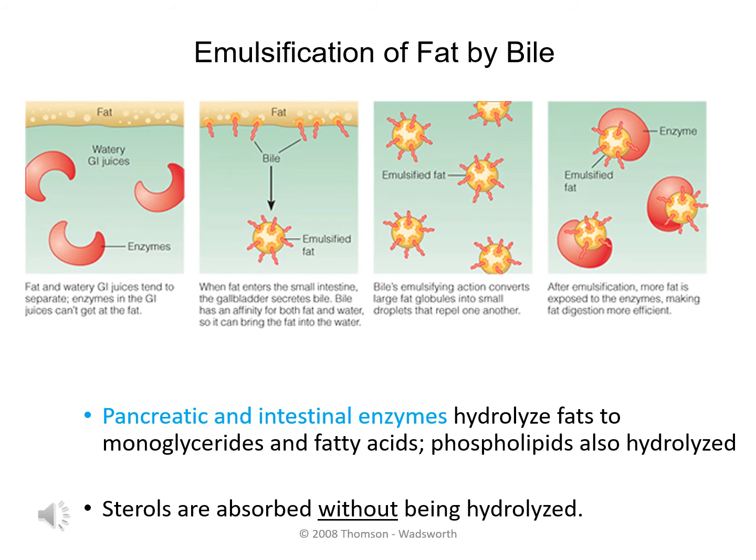There are specific enzymes which play a very important role in hydrolyzing or digesting fats into smaller units. These smaller units will be the monoglycerides as well as the fatty acids. The enzymes include pancreatic as well as intestinal enzymes. Phospholipids, this particular type of fat, are also hydrolyzed or broken down. Sterols, however, are a little bit different.